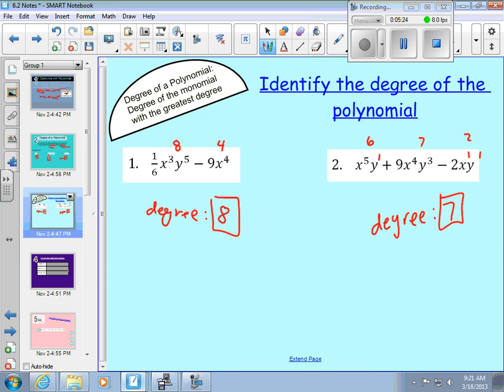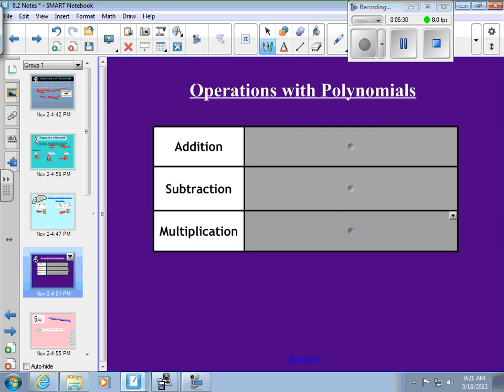So degree tells you what's the biggest exponent on any single term. All right, we're also going to look at some operations today with polynomials. When you add polynomials, you basically just add like terms together. So if you're adding two or three polynomials, there could be any amount, you always want to combine like terms.